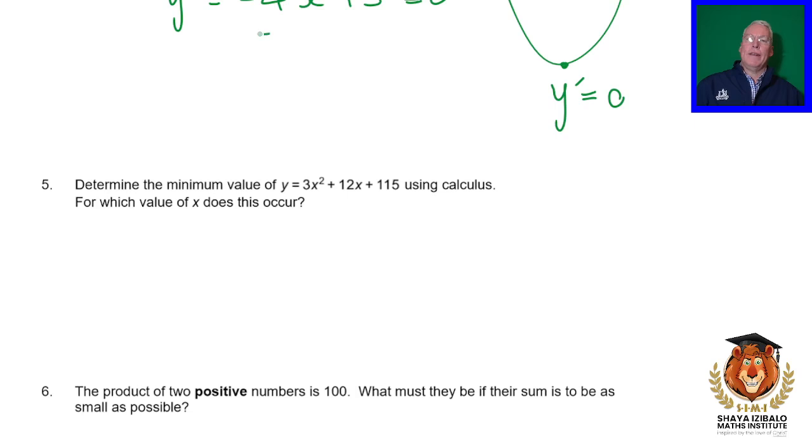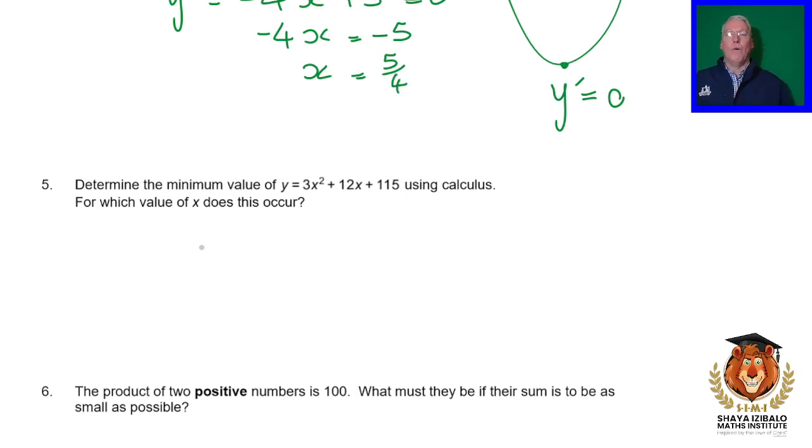So we actually get negative 4x equals negative 5. Divide both sides by negative 4. Remember, negative divided by negative is positive. So we get x is 5 over 4. Right, that's not the minimum value of y. That's the value where the minimum occurs. That's the x value. Where must we put that x value to find the y value? Not into the gradient. Here, into the function that gives us the y value.